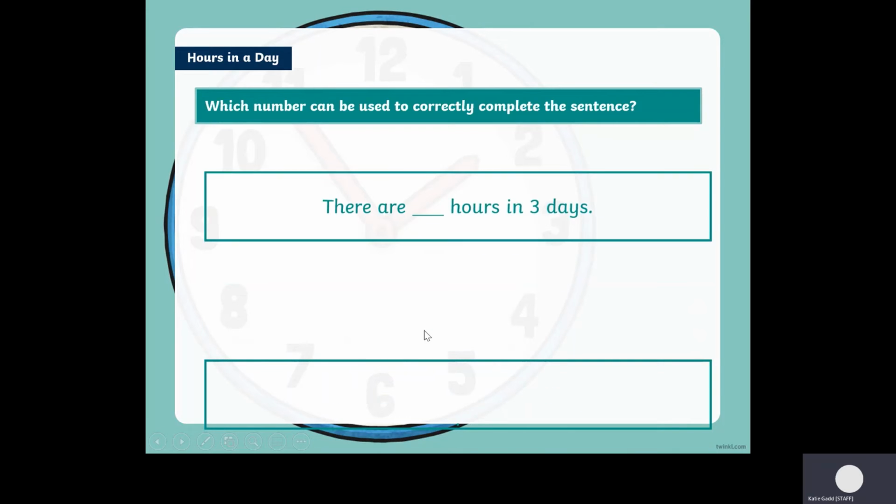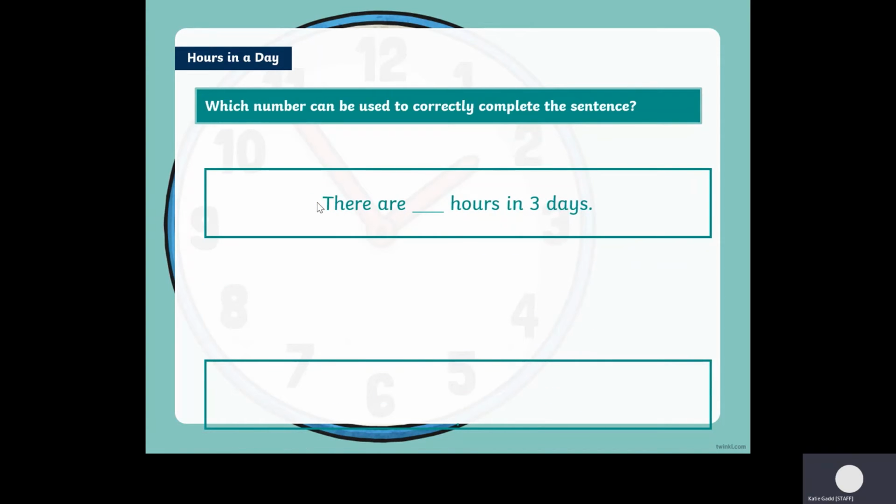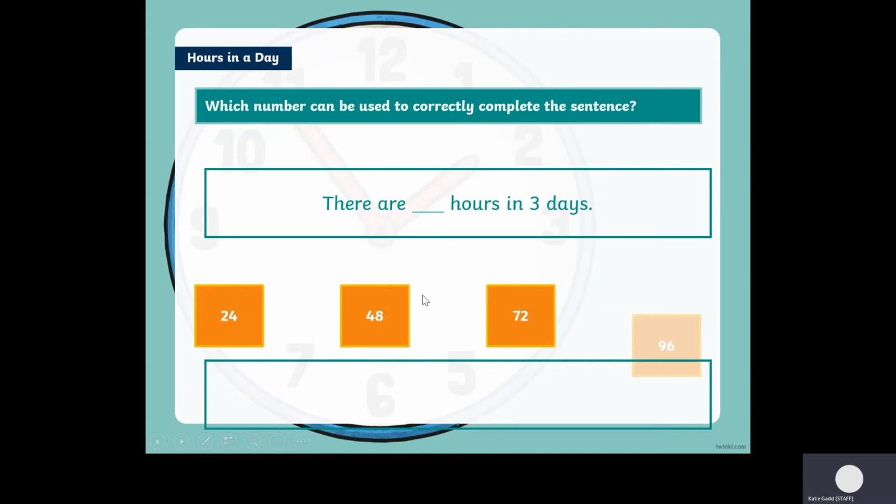Which number can be used correctly to complete this sentence? There are hours in 3 days. Is it 24, 48, 72, 96? So we know in one day there are 24 hours. So how many hours are there in 3 days? Pause the video and have a think.